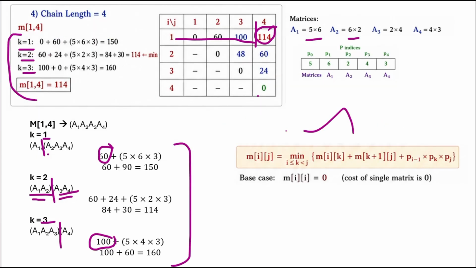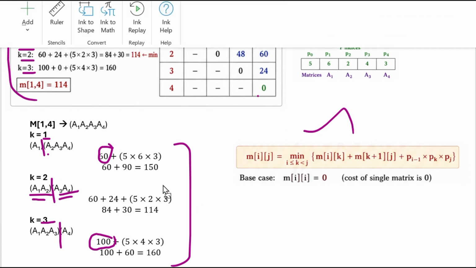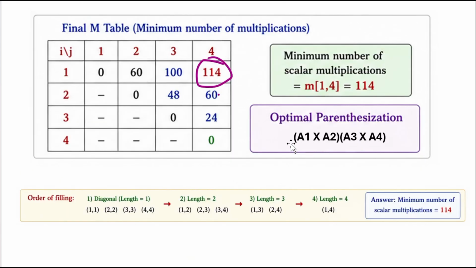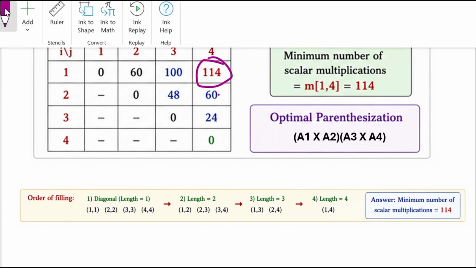So which one gives the best, minimum solution? Here 114. This split gives the minimum solution, right? This split. So this is the best way to split the matrix and perform the multiplication: A1, A2 and A3, A4. Okay, this one gives the minimum number of multiplications, 114. So choose this parenthesization as the final result.